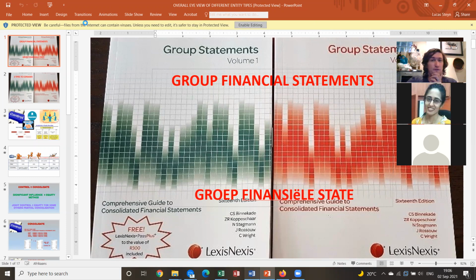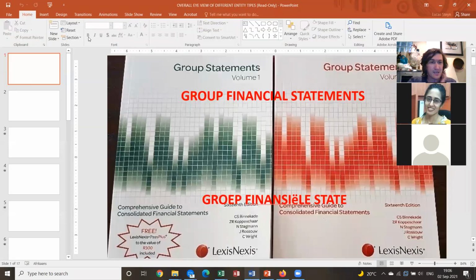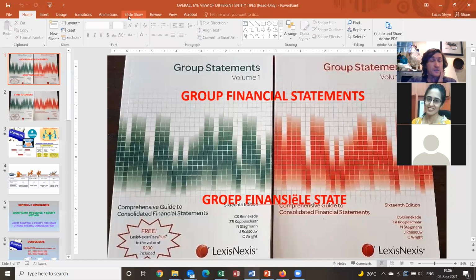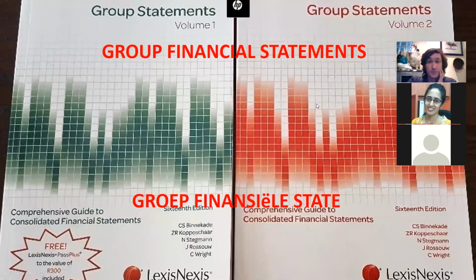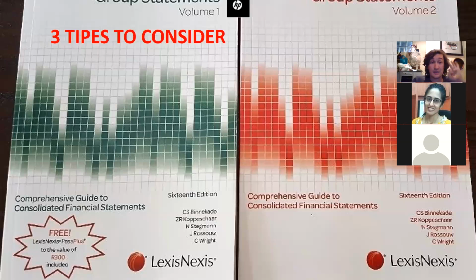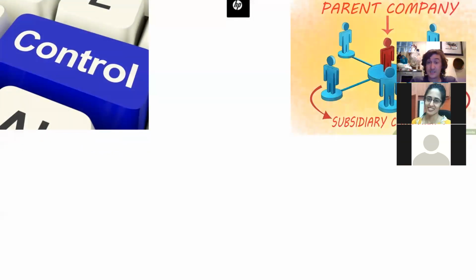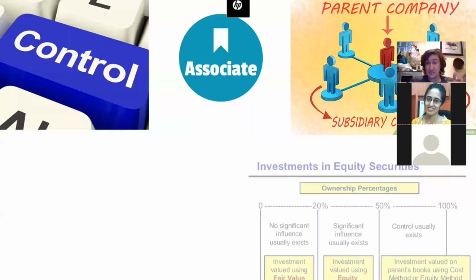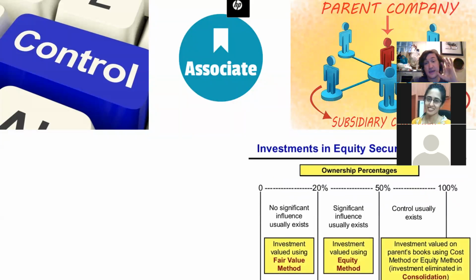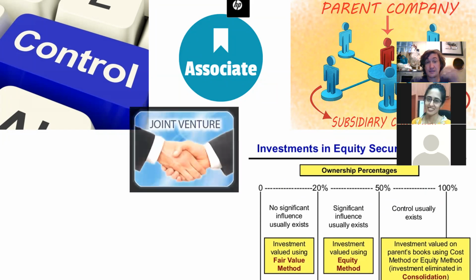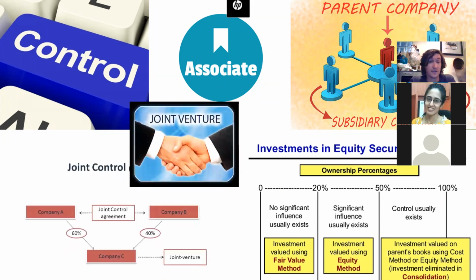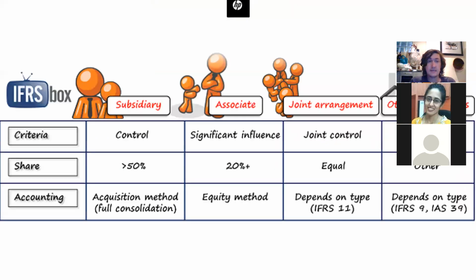Previously, most of you would have used this textbook to understand. You can still work through it. It will still help you at the end of the day: Group Statements, volume 1 and 2. So make sure at the end of the day, you are able to see that there are 3 types that you need to consider. So control, IFRS 10, and that's a parent and subsidiary. Associates, significant influence, and I need to see what that is. And then a joint arrangement, joint ventures, there's joint control, okay?